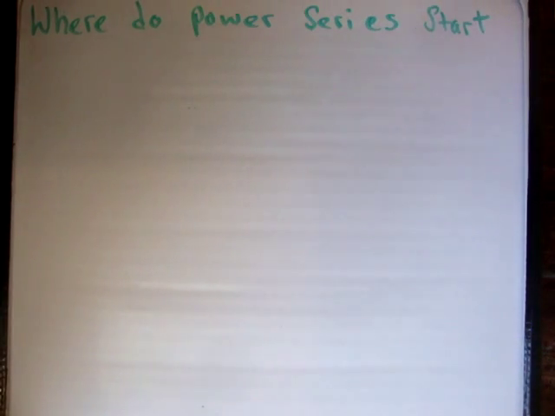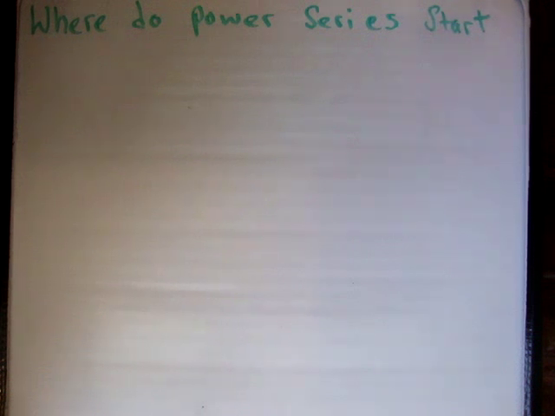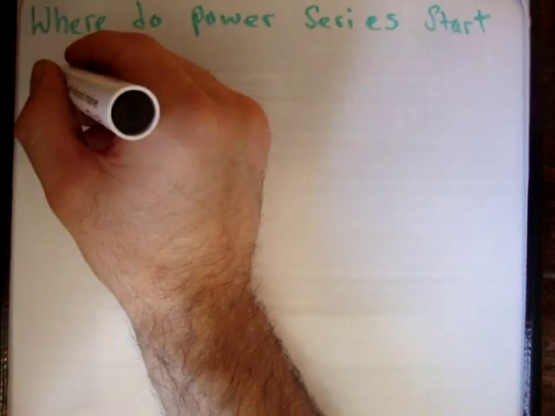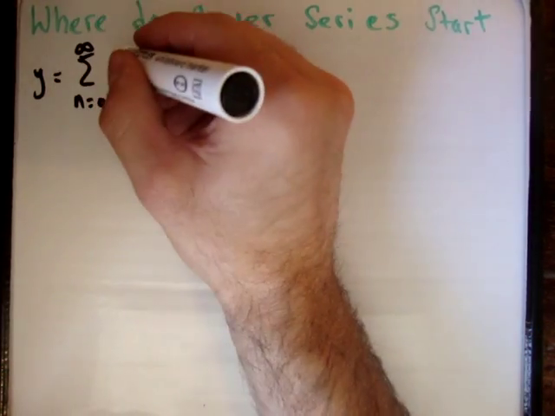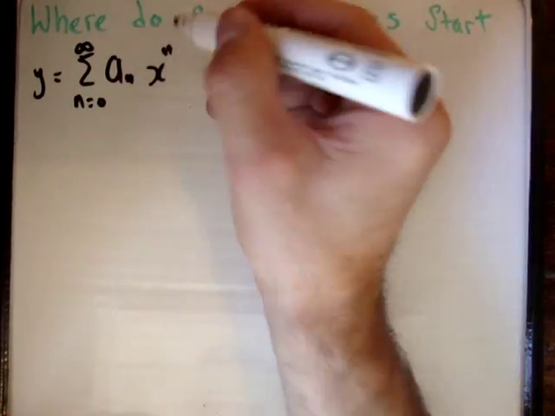Okay, in this video I'd like to discuss where power series start. Now I mean like where does it go from n is equal to 0 to infinity or something like that. So first of all let me define a power series. I'm going to say that y is equal to the sum from n is equal to 0 to infinity of a sub n times x to the n.